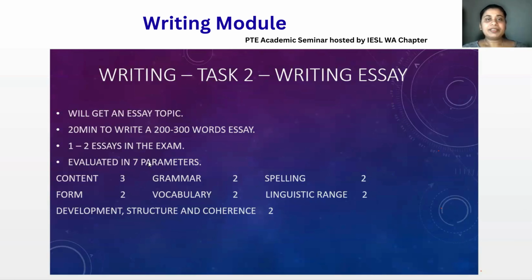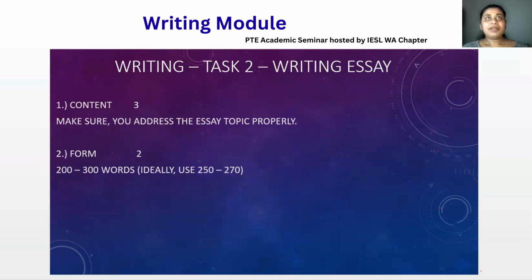You will be evaluated based on 7 parameters: content, grammar, spelling, form, vocabulary, linguistic range, development, structure. I will explain each of these in the next slides. Let's talk about content now. When we talk about content, make sure you address the essay topic properly. For example, if the question was asking about advantages and disadvantages and to give your opinion, you will have to address all those things. You have to write advantages, disadvantages, and say something as per your opinion. We have to have 3 paragraphs in the middle.